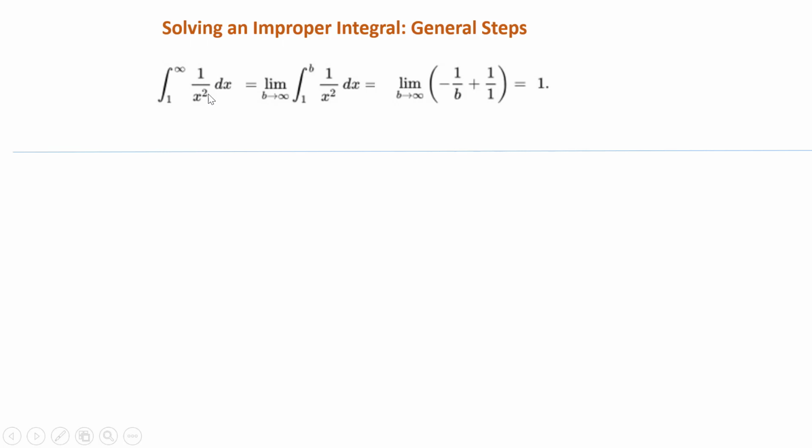So, to integrate 1 over x squared from 1 to infinity, I know the integration of 1 over x squared is minus 1 over x. So I substitute b, and I have minus 1 over b. Minus minus will be plus 1 over 1. So after taking the limit as b tends to infinity, 1 over infinity is 0, so I have 1. So this improper integral's value is 1.